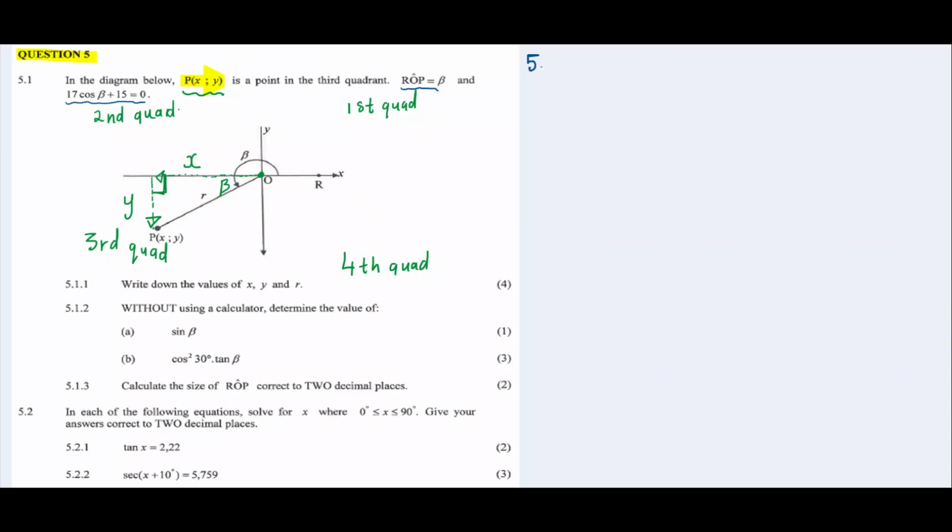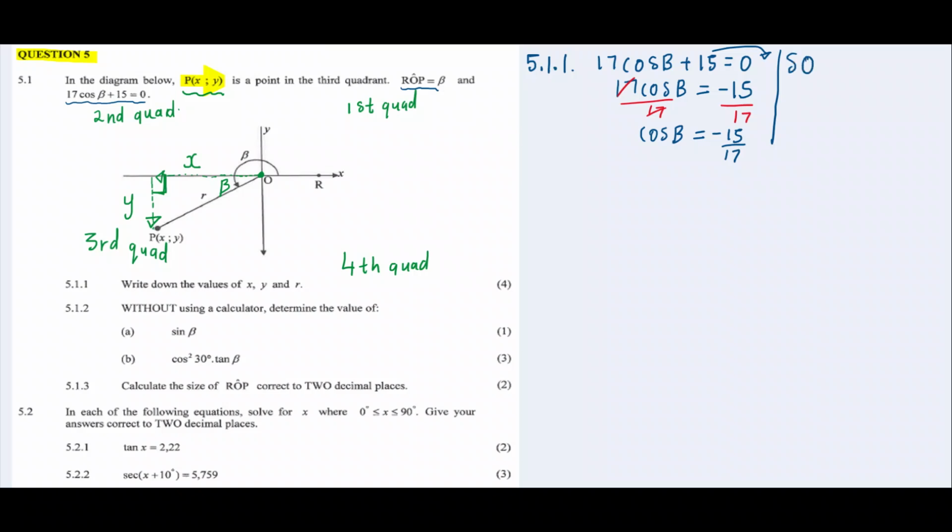So we don't know them as yet, but we know that the angle beta, we can just put it there, right? So if I can draw the diagram here, 5.1.1, if I can use this equation here, the equation is 17 cos beta plus 15 equal to 0. So we can just make use of this equation by transposing 15 to the right hand side, and it's going to be 17 cos beta, which is equal to minus 15. And what we can do here is to divide both sides by 17. So we have solved the trig ratio of cos beta, right? And the cos beta, it is equal to the adjacent.